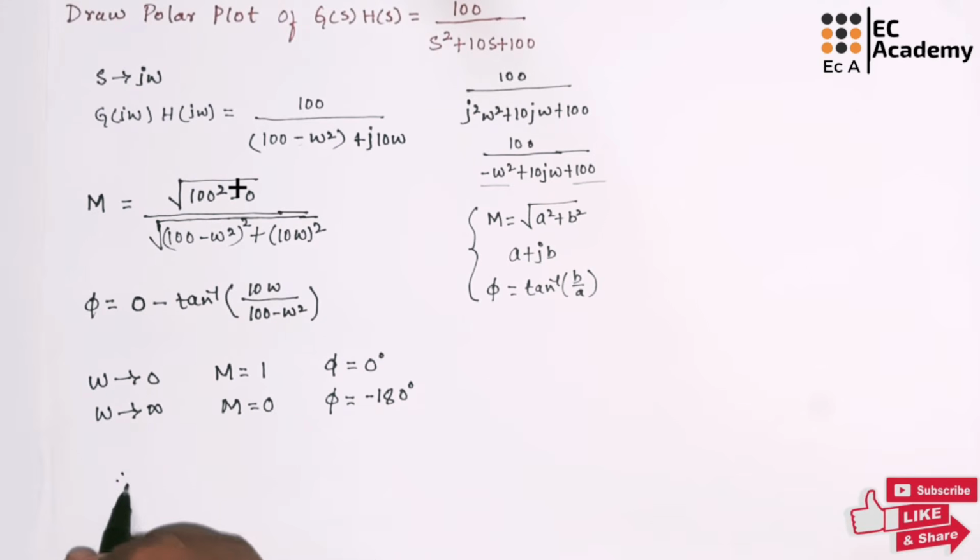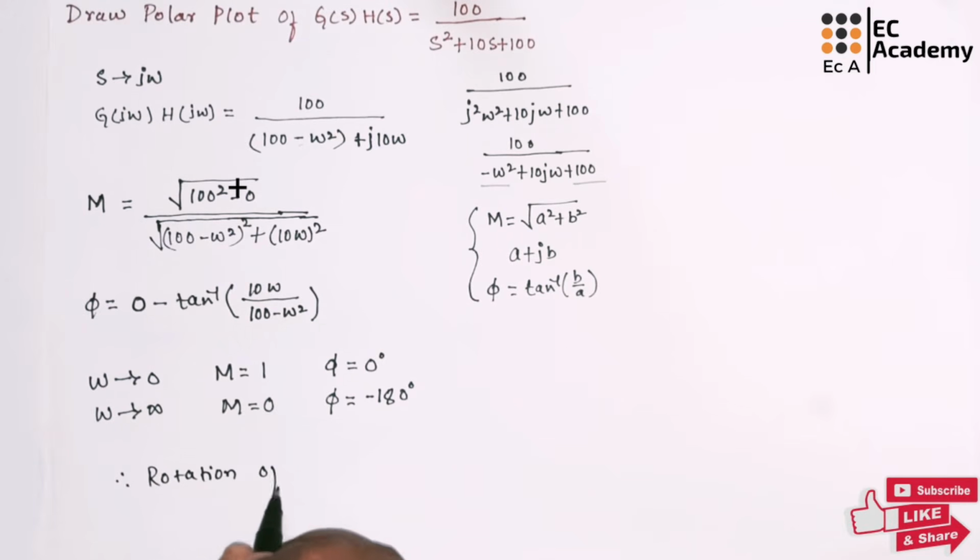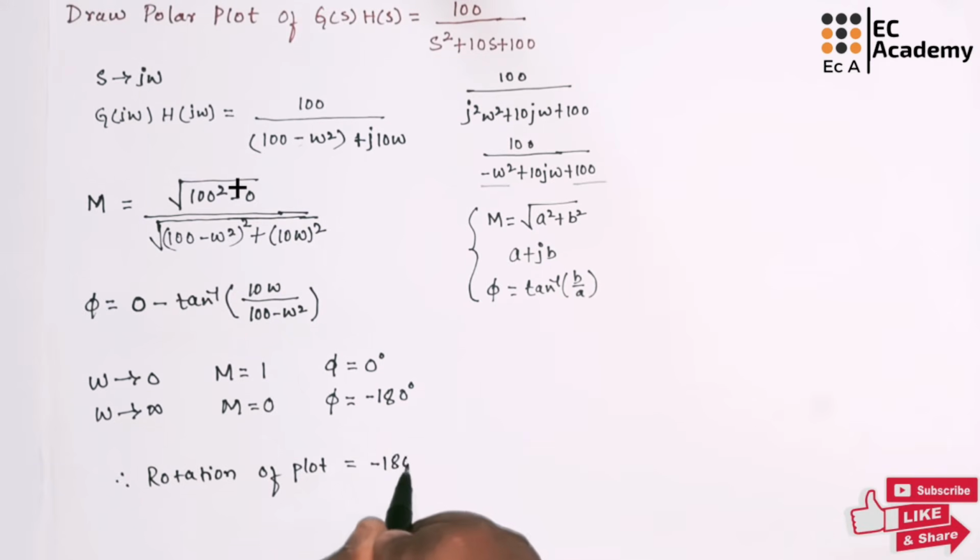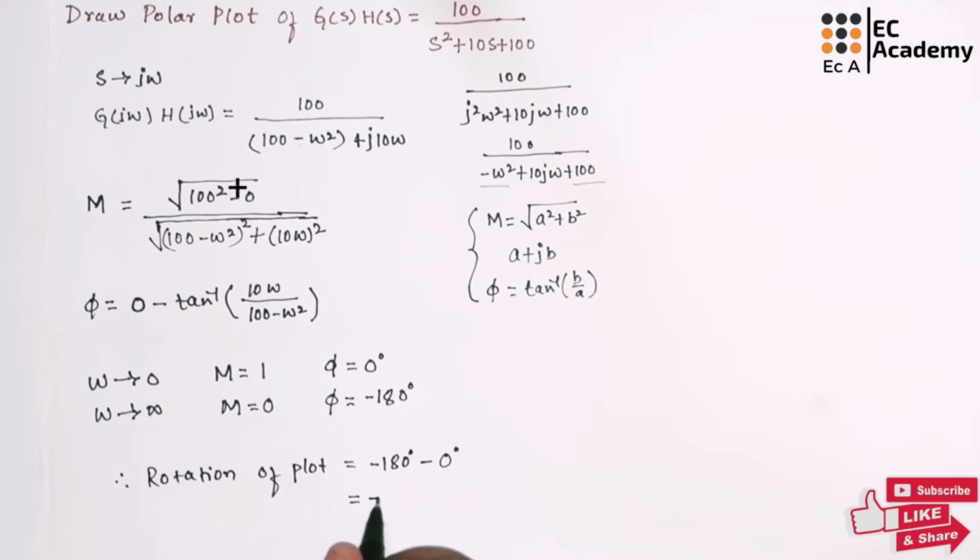So rotation of plot will be equal to the end phase, minus 180 degree, minus the starting phase, which is 0 degree. So the plot should be rotated minus 180 degree. Minus represents clockwise. So the rotation will be clockwise 180 degree rotation.